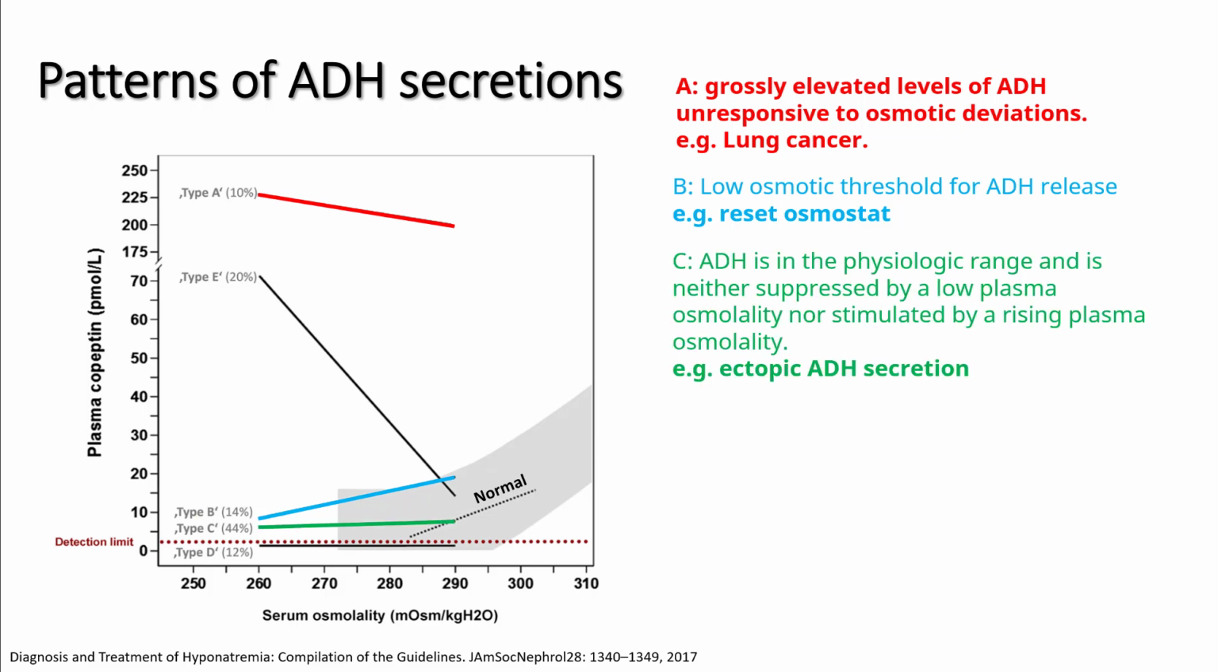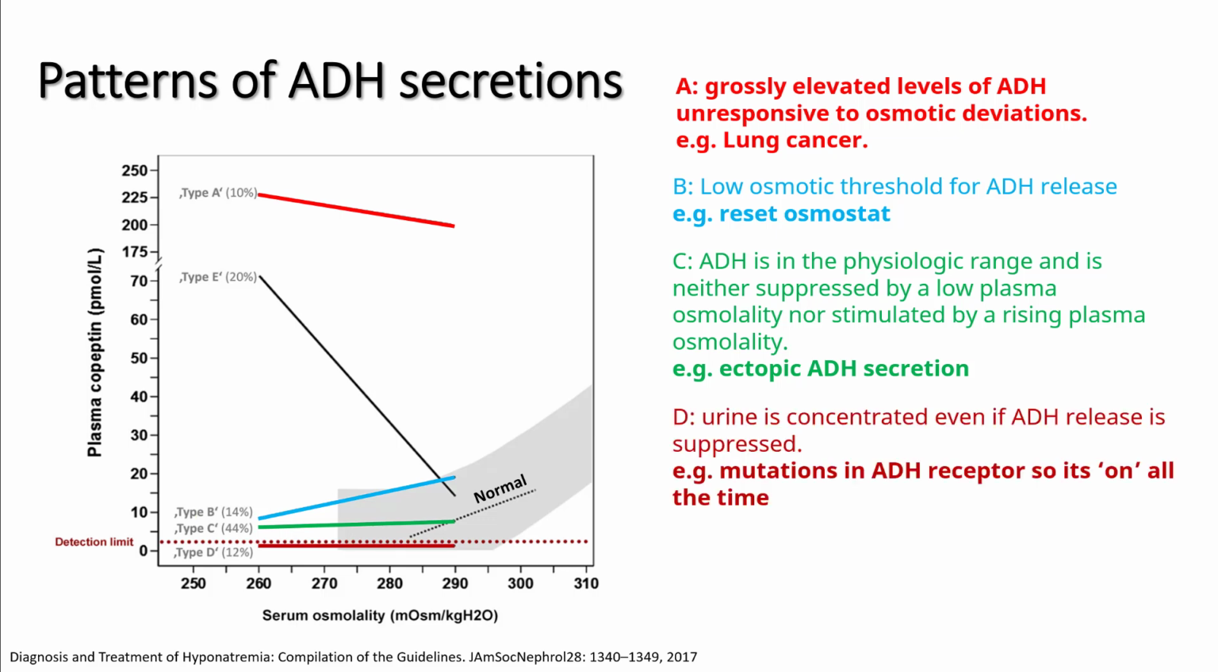The third type of ADH secretion pattern is seen in ectopic ADH secretion. In these patients, the ADH is more physiological, but it is neither suppressed by low plasma osmolality nor stimulated by rising plasma osmolality, as seen in green. Another type of inappropriate ADH response is seen in mutations in the ADH receptor. So it is on all the time. So you have presence of aquaporin molecules despite absence of ADH. This is seen in the brown line.